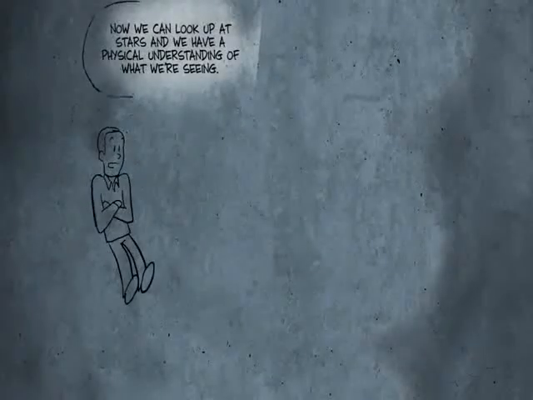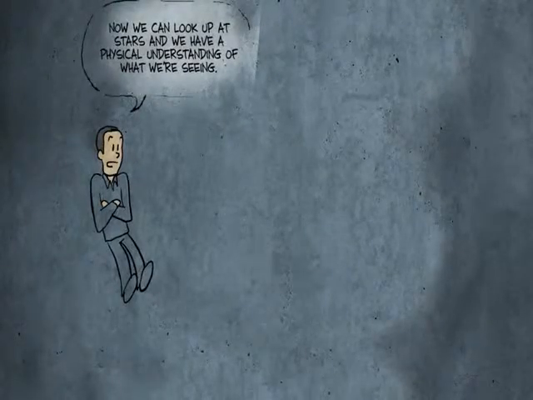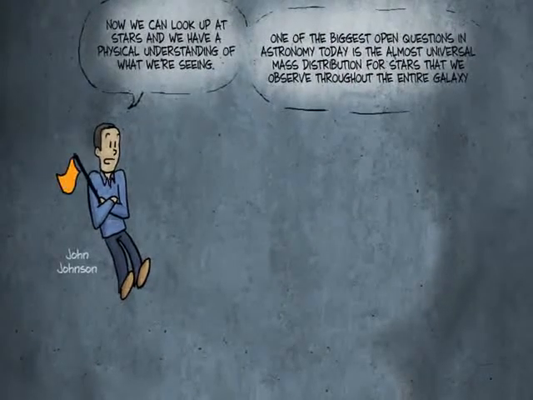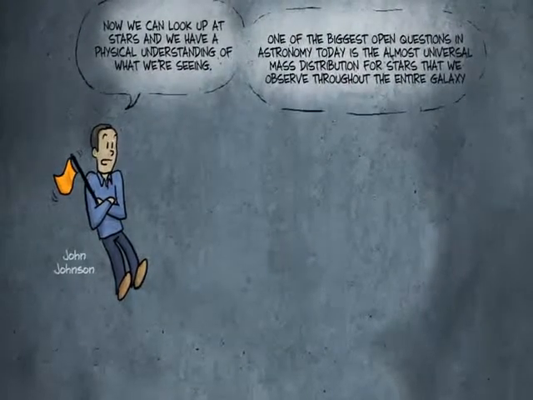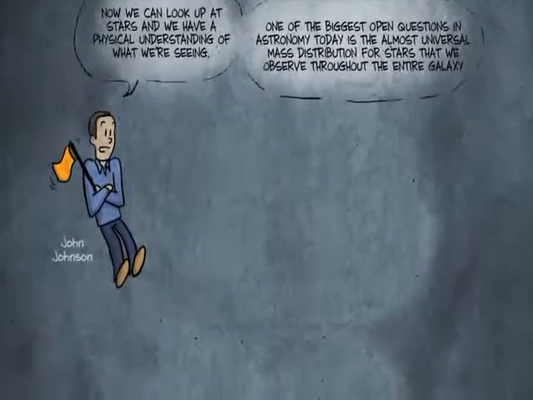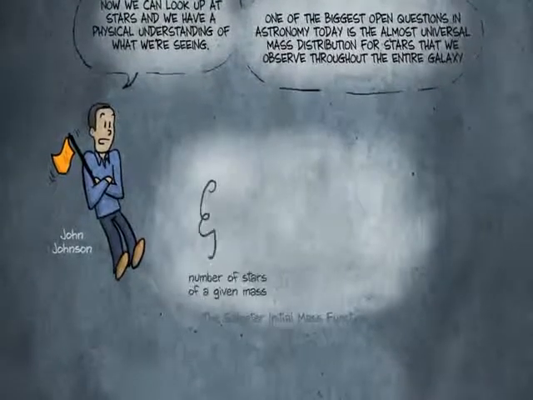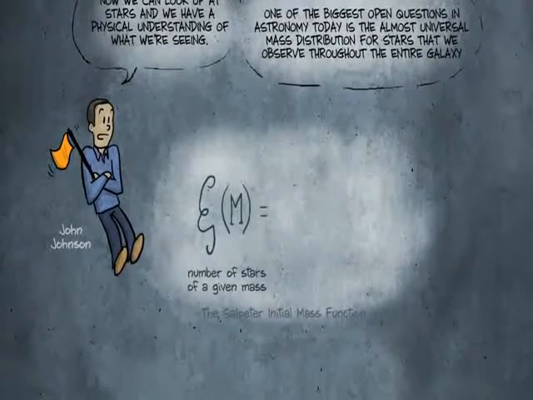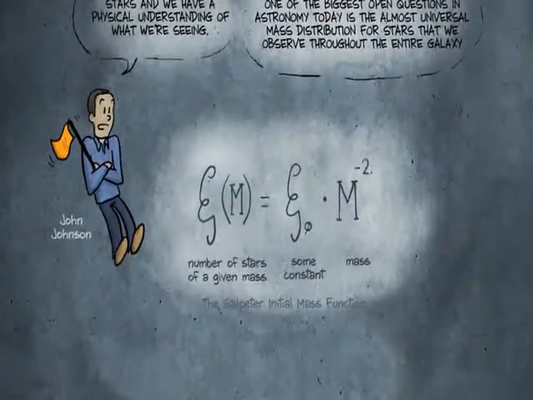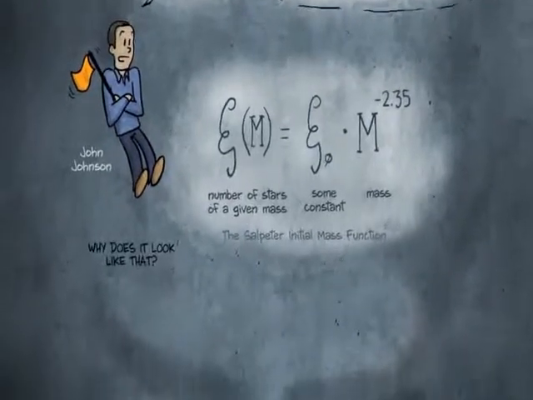Now we can look up at stars and we have a physical understanding of what we're seeing. And so one of the biggest open questions in astronomy today is the almost universal mass distribution that we observe for stars throughout the entire galaxy. So the number of stars, as a function of mass, can be well approximated by the mass of the star raised to the minus 2.35 power. Why does it look like that?